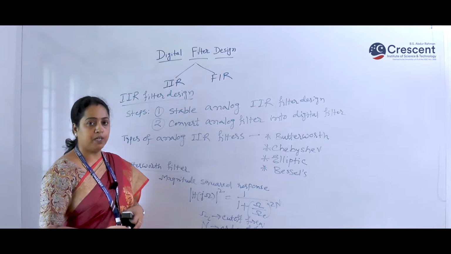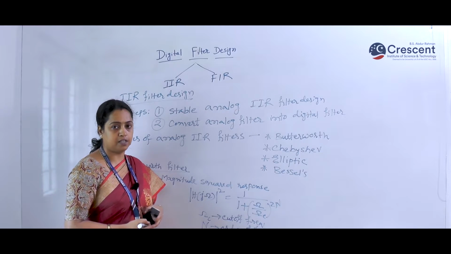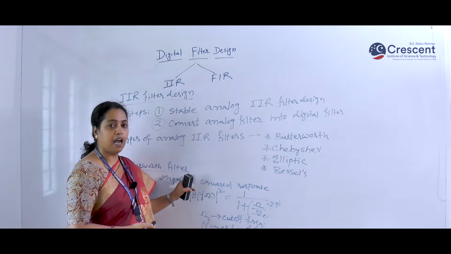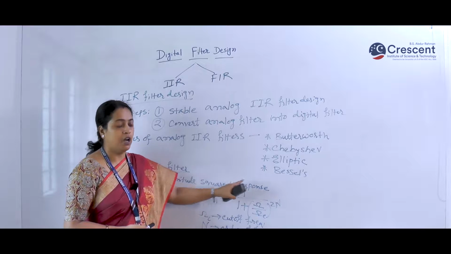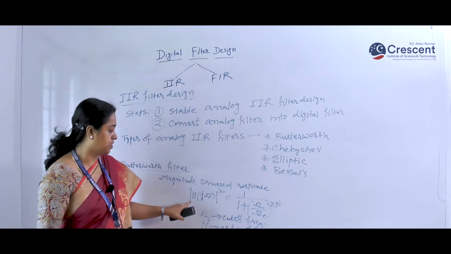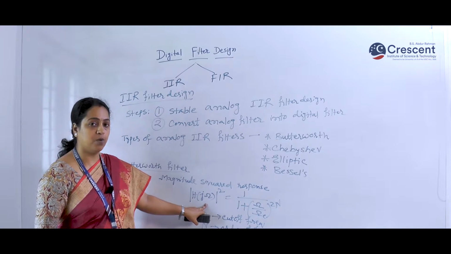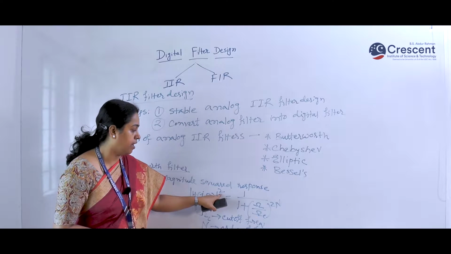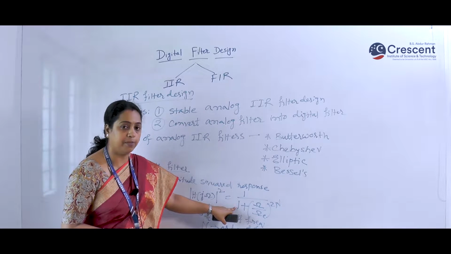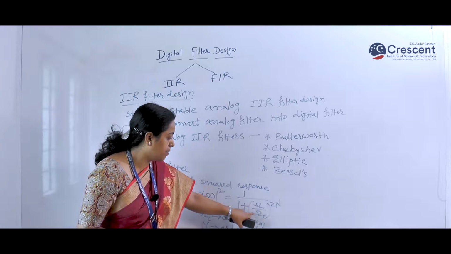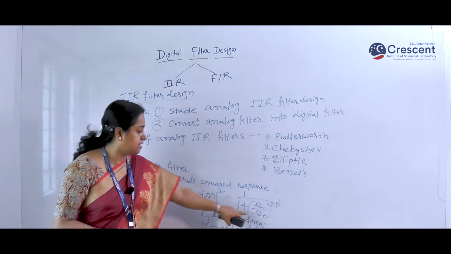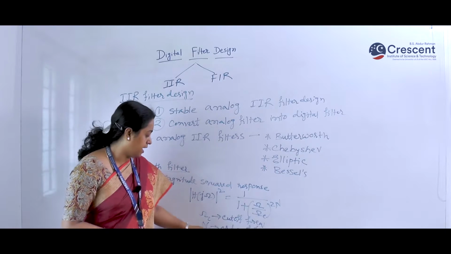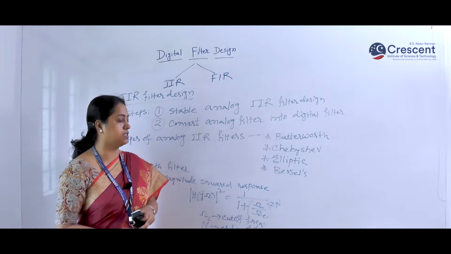So what do you mean by Butterworth filter? How is it characterized? The Butterworth filter can be characterized by its magnitude squared function or magnitude squared response, which can be given by |H(jω)|² equal to 1 divided by 1 plus (ω/ωc) whole power 2n, where this ωc is nothing but the cutoff frequency and n is nothing but the order of the filter.